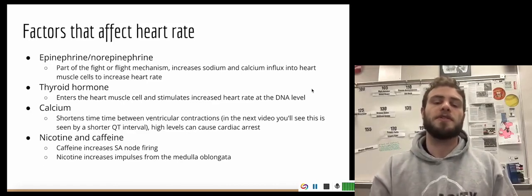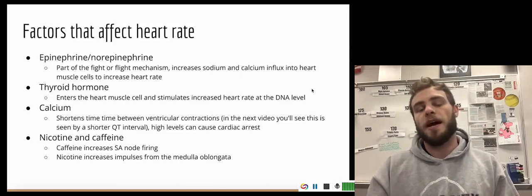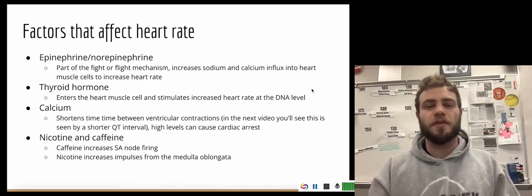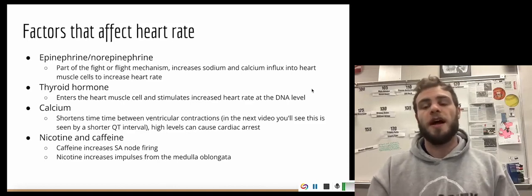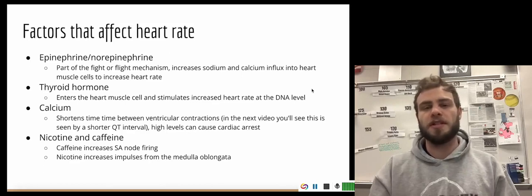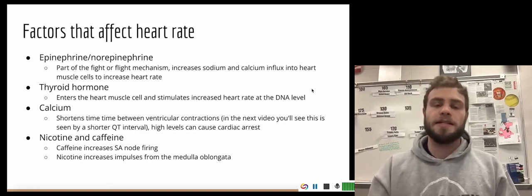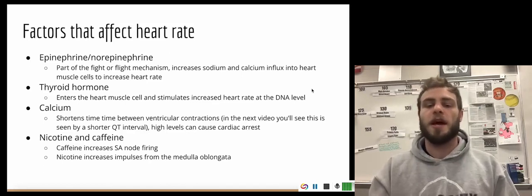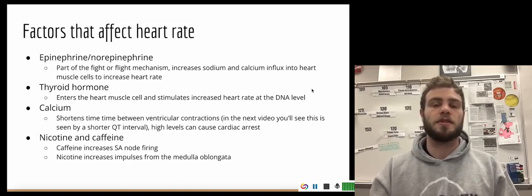Thyroid hormone, specifically thyroxine, is going to be another one that increases heart rate. It's going to enter the heart muscle cell and it's going to stimulate the heart muscle to contract faster, starting at the DNA level. So actually you have genes in your DNA that will specify how fast your heart should beat. If you think back to biology, that central dogma going from DNA to RNA to protein, that thyroid hormone is actually going to speed up that central dogma, leading to those proteins that are causing the heart to contract.